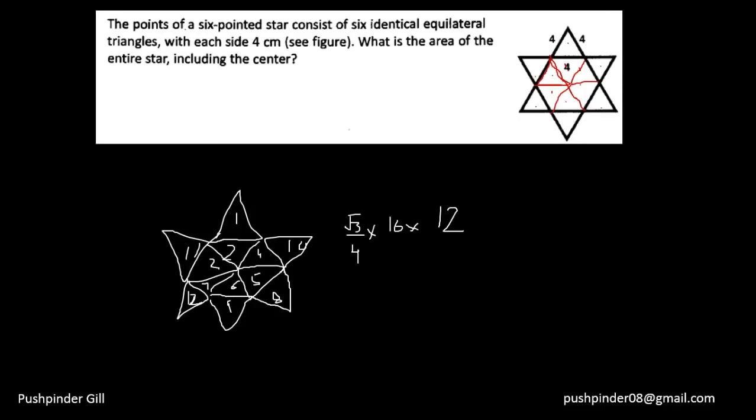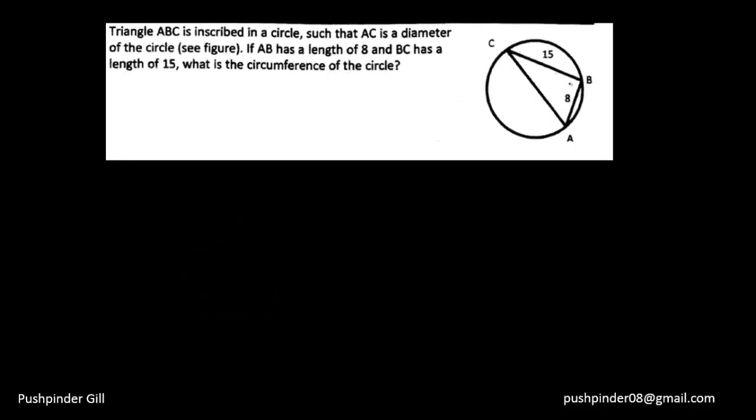So I just find the area of one triangle and multiply by 12. I suppose everyone understood this. Let's move forward to the next question.